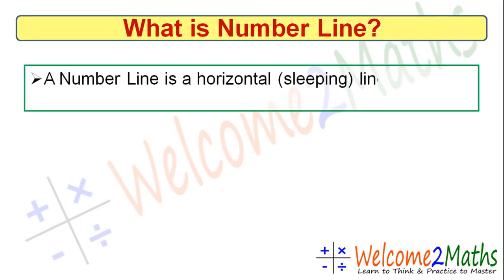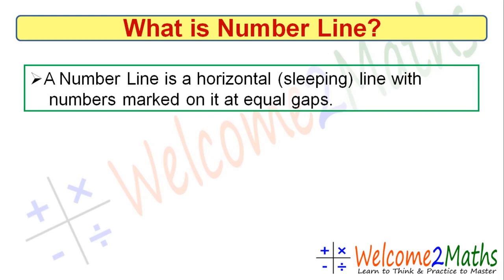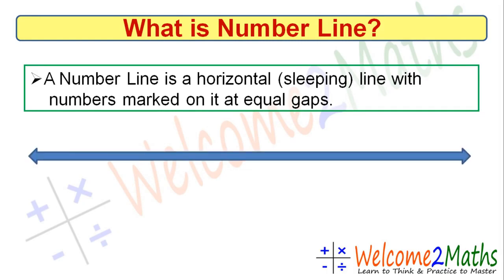A number line is a horizontal or sleeping line with numbers marked on it at equal gaps. And you can see here is a sleeping line and it has arrows on both sides. So to make it a number line, what to do now? We have to put the numbers on it. So let's do it. We start from the number 0.